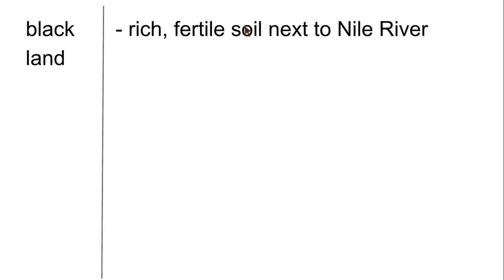All right, let's talk about the type of land that you can find in Egypt, and then we will put this land on your map. Underneath your map, please copy your first central idea, black land. Black land is the rich, fertile soil next to the Nile River.